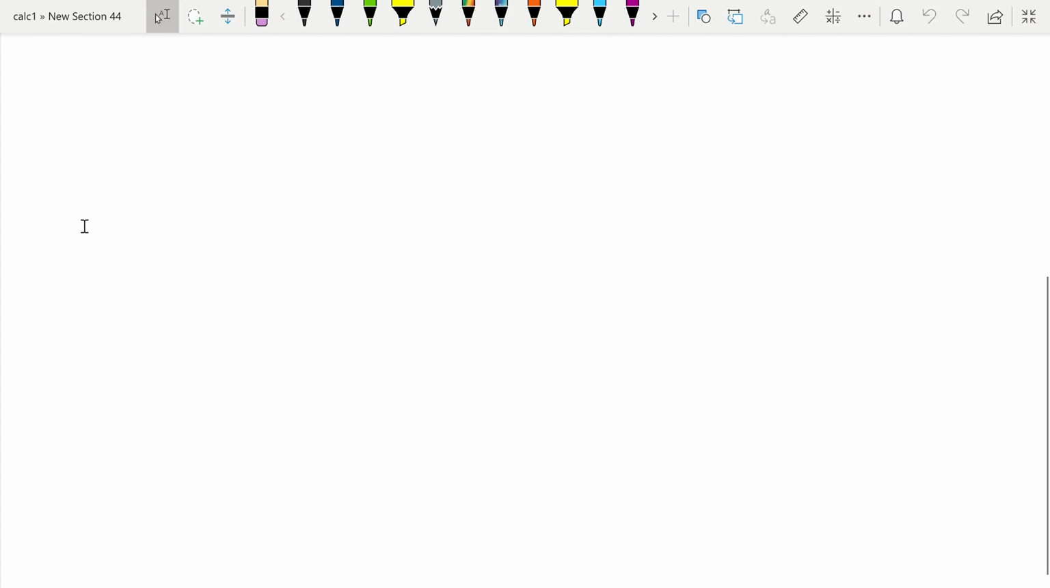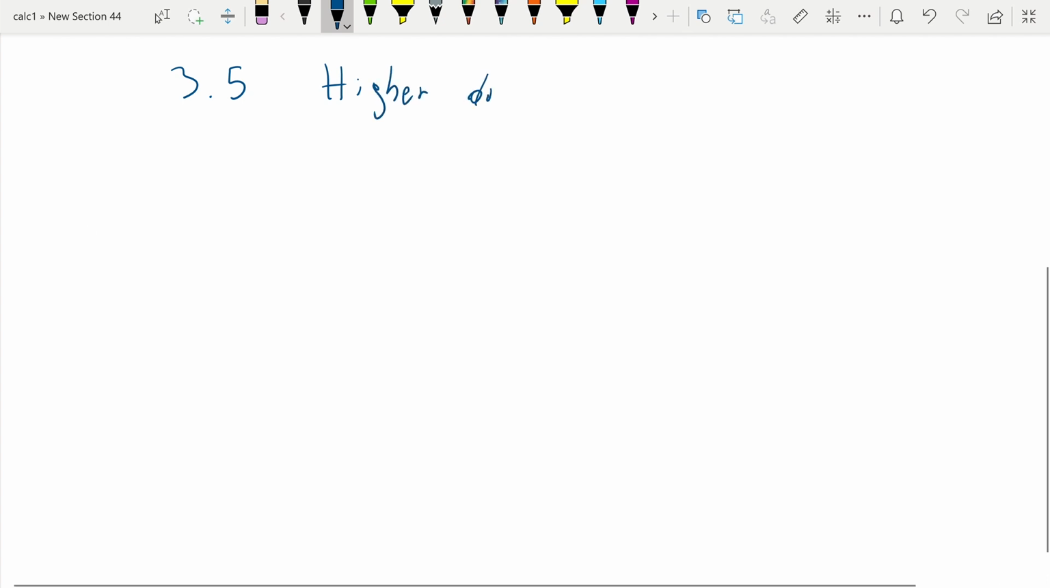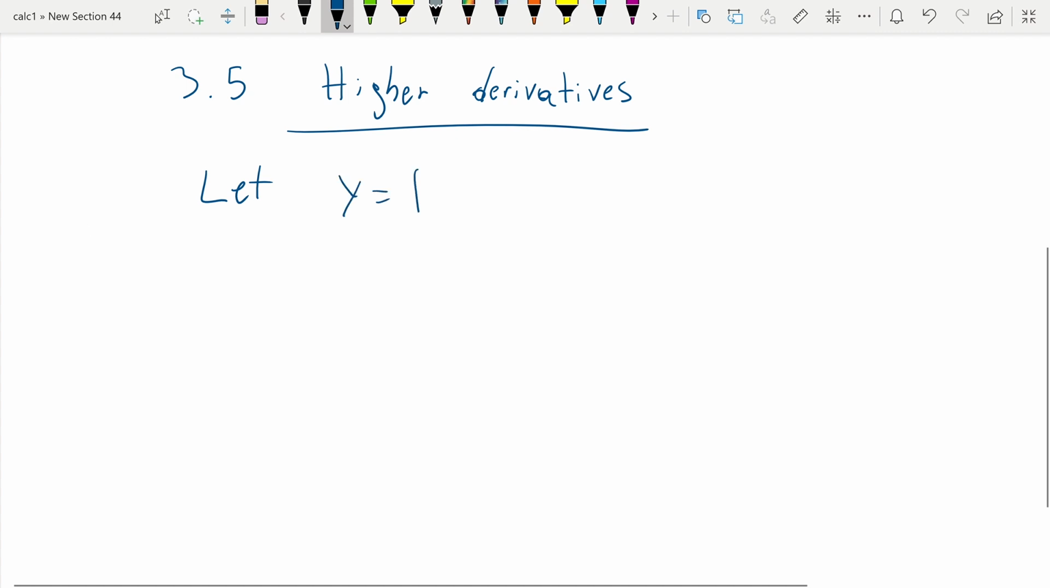Now, the next section that we cover this week is section 3.5, which is higher derivatives. So we let y equal f of x. We have a function which happens to be differentiable, so that means that f prime exists.